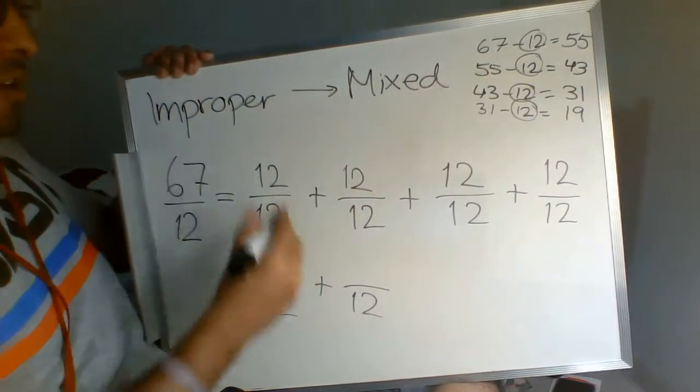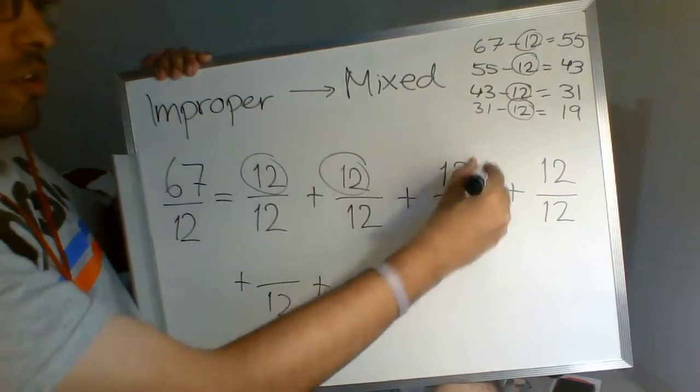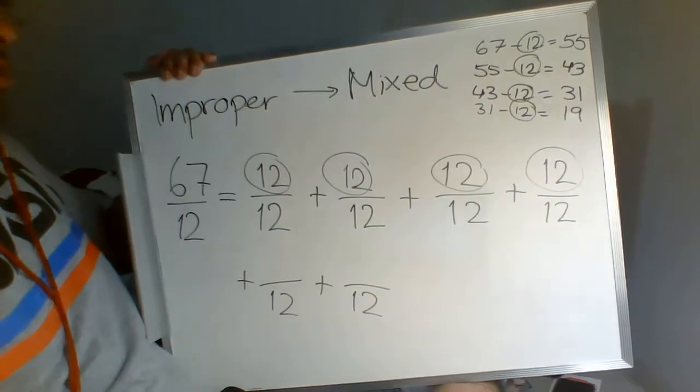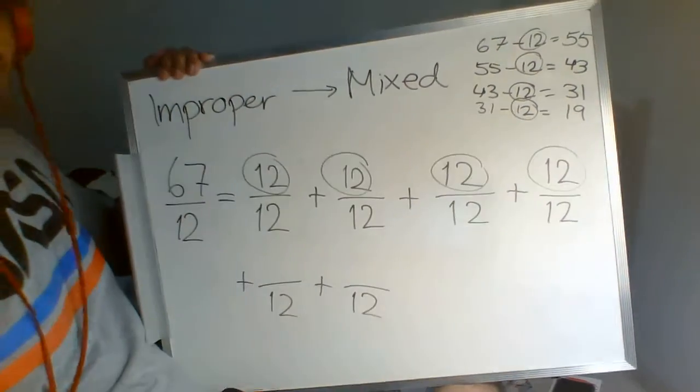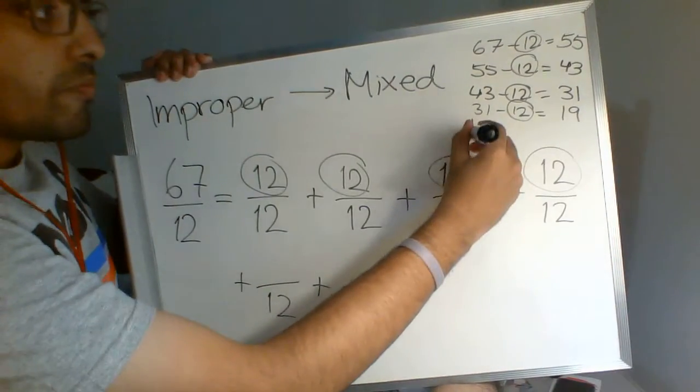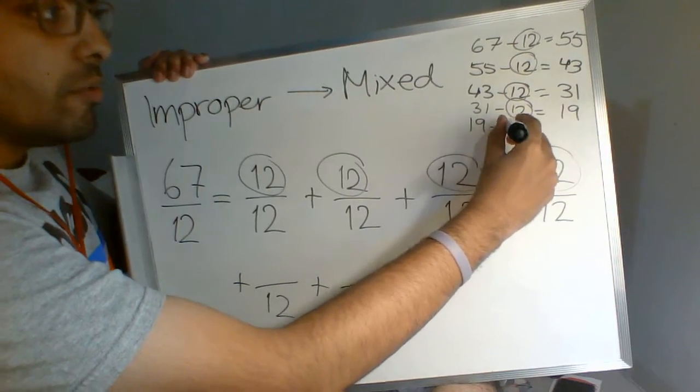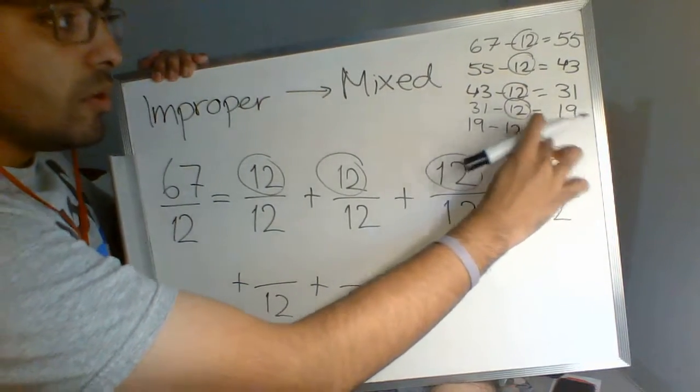Every time that we've subtracted 12, we've put that 12 over here, right? So far we've got those 4 groups of 12, and we still have 19 pieces of pizza to go. Now let's make a 5th group of 12, 19 minus 12. Oops.